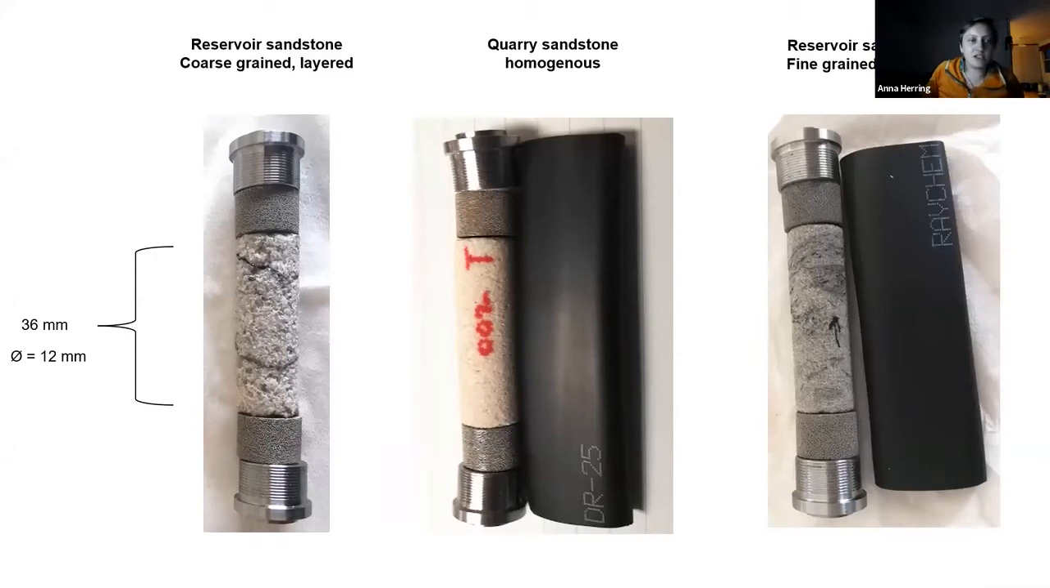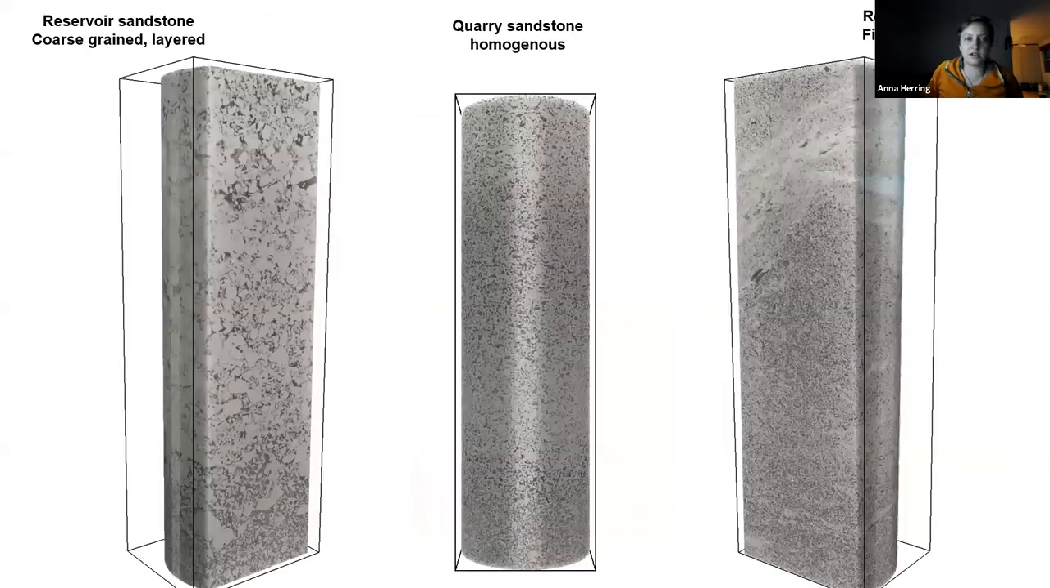I want to show you some results from some different kinds of samples. Here we have a couple of different layered samples on the left and right, and in the middle I have a quarry sandstone, so it's quite homogeneous. The 3D models of these different samples look like this. You can see that one of the reservoir sandstones is layered but quite coarse grained, and the other reservoir sandstone is fine grained but also with layers. And our quarry sandstone looks fairly homogeneous.